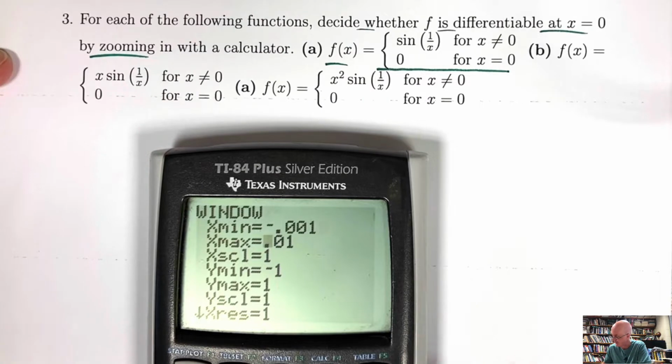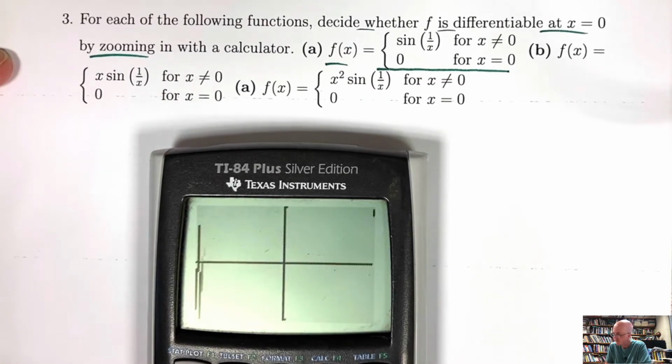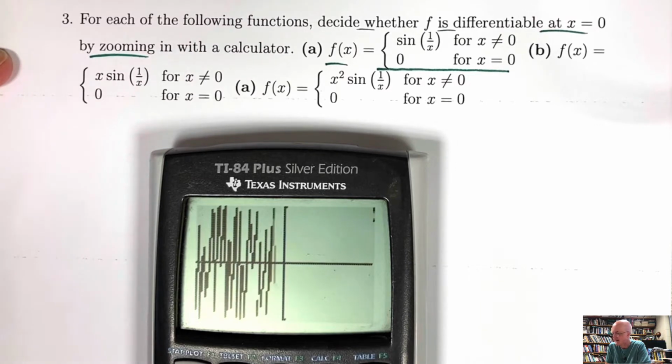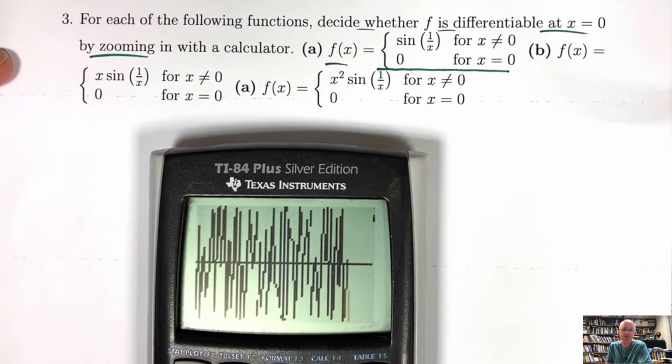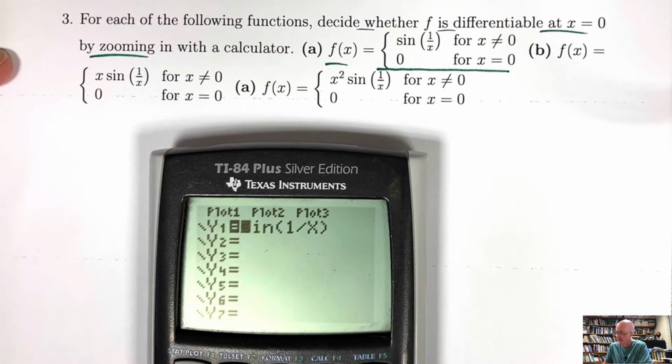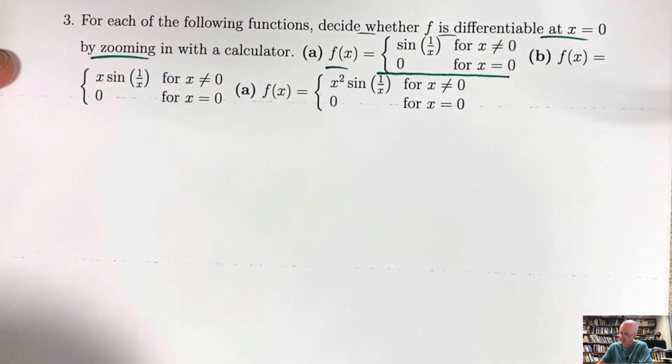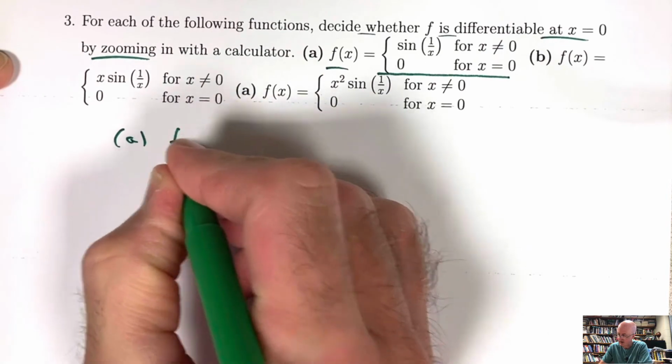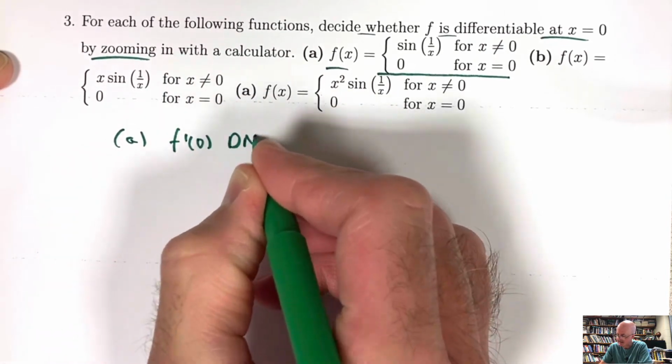Let's just try one more here. Yeah, it's just doing a bad job, but it is hinting at the fact that it's wild and it is oscillating infinitely often in reality. So definitely not even continuous at 0, also not differentiable at 0. Doesn't look more and more like a straight line with a non-infinite slope as you zoom in near the point. All right, well, okay, that's part A, not differentiable. So part A, f prime of 0 does not exist.